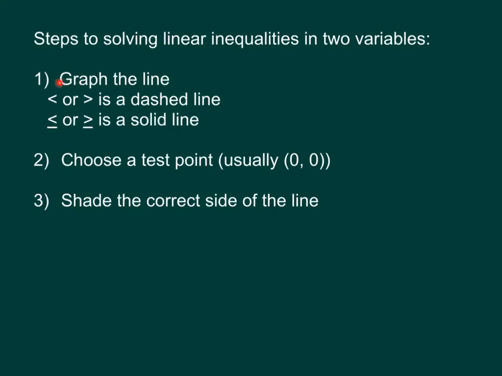Keep in mind that if your inequality symbol is not underlined, you need to dash your line. If it is underlined, you need to use a solid line. That's similar to our parentheses and brackets or our open circle, closed circle. Step 2, you're going to choose a test point. 0, 0 is the easiest to choose, and you're going to test it. You're going to actually plug it in and see if it works or not. If it works, you're going to go ahead and shade it. If it fails, you're going to shade the other side of the line, and we're going to talk about that in just a second.